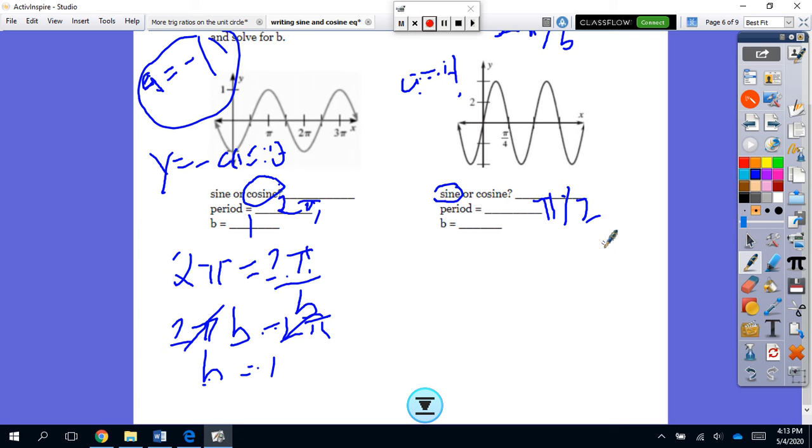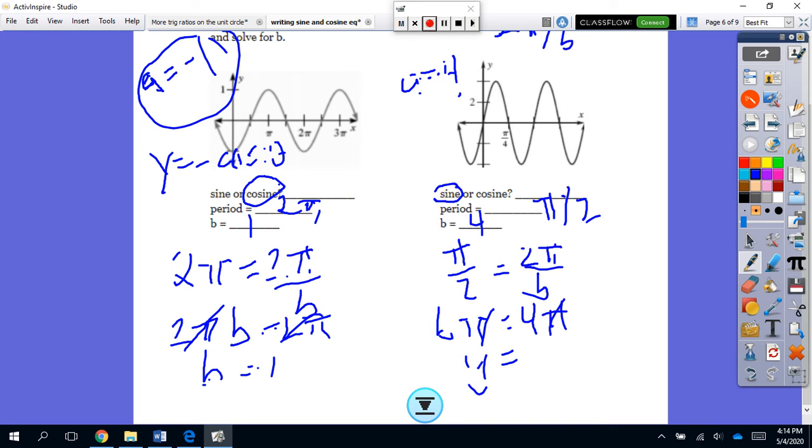And then use that to get B. So pi over 2 equals 2 pi over B. Cross multiply, so I'm going to say B times pi equals 4 pi. The pi's cross out and B is 4. And again, since my midline was 0, I can just write the equation. y equals, A was 4 and B is 4: 4 sine 4 theta.